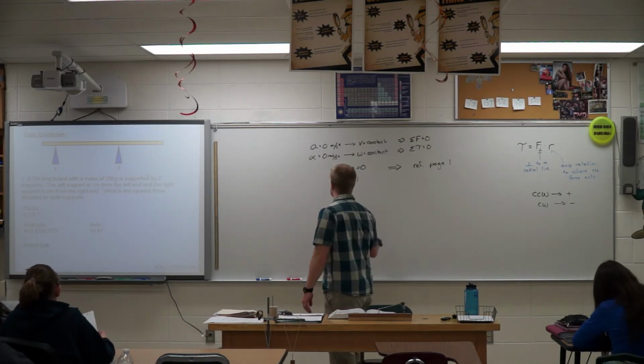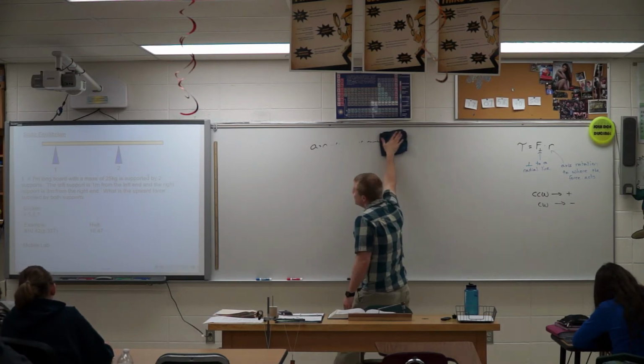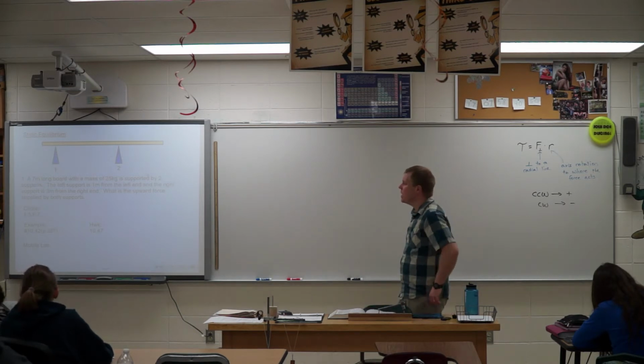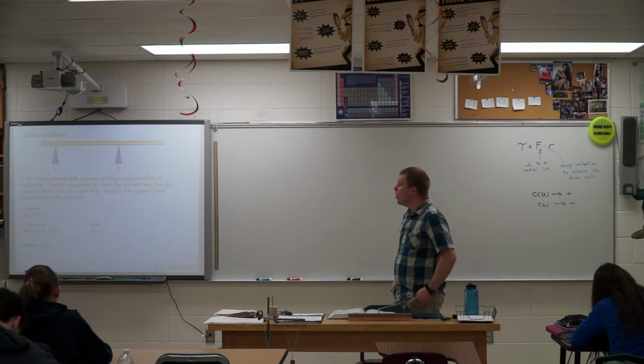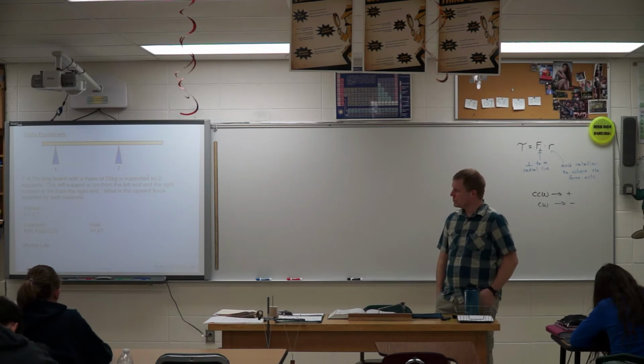I have a 7-meter long board with a mass of 25 kilograms. It's supported by two supports. The left support is 1 meter from the left end, and the right support is 3 meters from the right end. What is the upward force supplied by both supports? They're both going to be supporting it, applying an upward force.